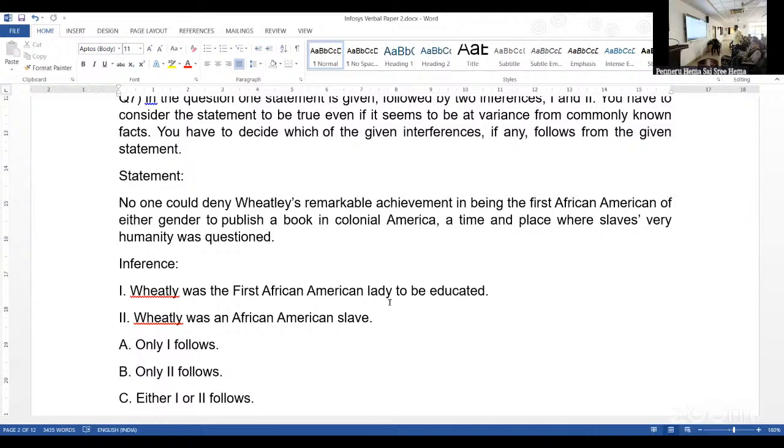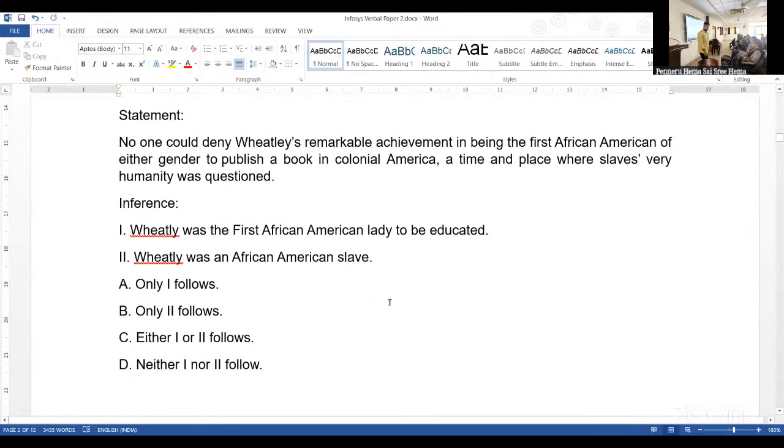Yeah, read this reasoning. No one could deny Wheatley's remarkable achievement in being the first African American of either gender to publish a book in colonial America, a time and place where slaves' very humanity was questioned. Which one is following true? Neither nor. Why?